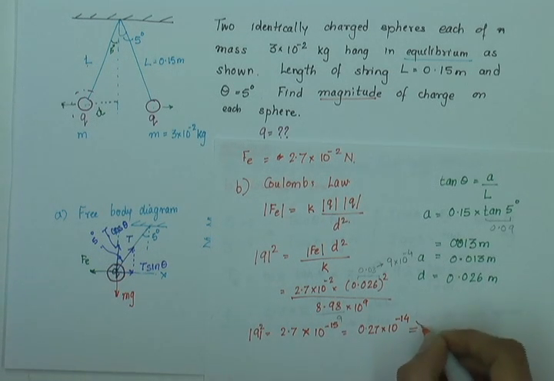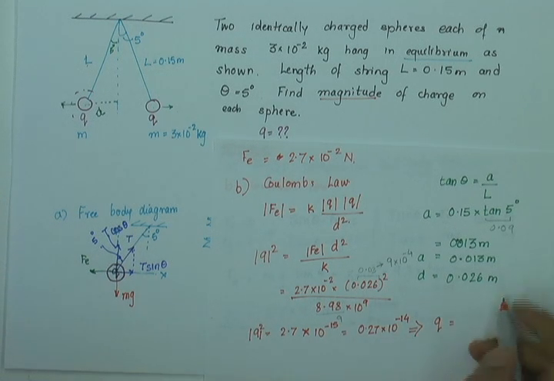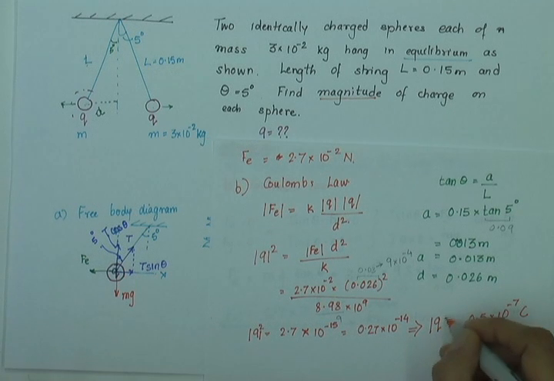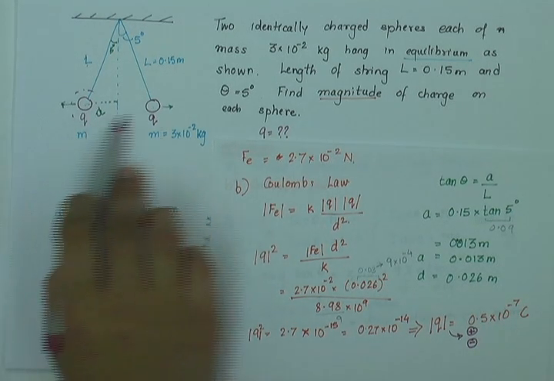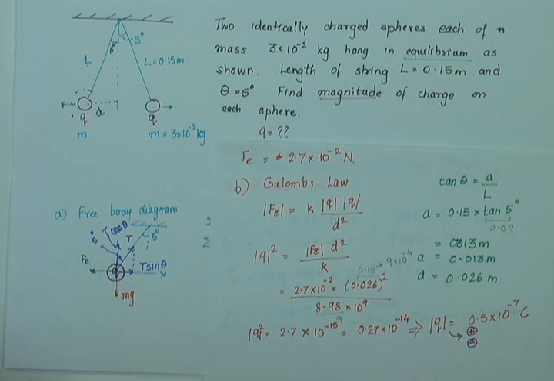And from that, I can get my q as approximately 0.5 into 10 raised to minus 7 coulombs. And this is magnitude, and really when I take the square root, this can either be a positive charge or a negative charge. I do not know anything about them, because even if they are positive, they'll repel, even if they are negative, they'll repel. And so the answer is 5 into 10 raised to minus 7 coulombs.